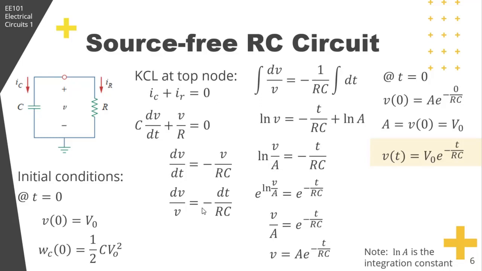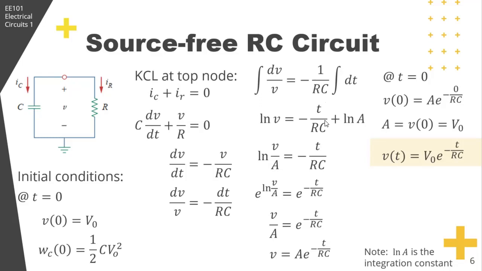Then, if we integrate this equation, we have 1 over V, that's ln V, when integrated. Then there is a constant. So that's negative, and when you integrate dt, that's t. So that's why we have negative t over RC plus ln A. Where does this ln A come from? ln A is just the integration constant. If we use an indefinite integral, we have to introduce an integration constant.